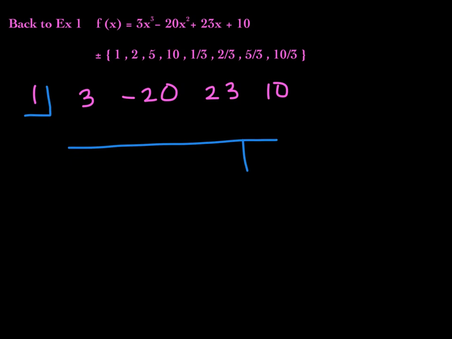All right, so you know how this goes. Drop the 3. 1 times 3 is 3. Negative 20 plus 3 is negative 17. 1 times negative 17 is negative 17. 23 minus 17 is positive 6. 1 times 6 is 6, and 10 plus 6 is 16. Now, because this is not 0, we know that 1 is not a zero of this function.